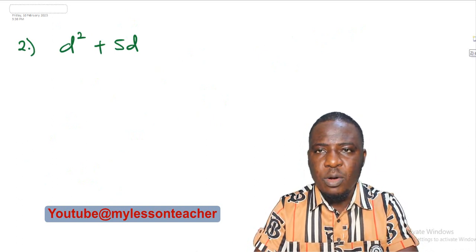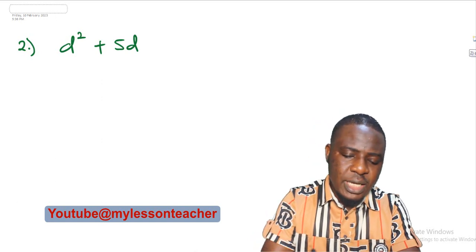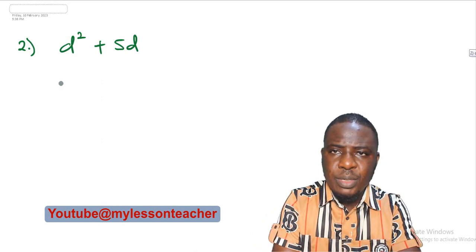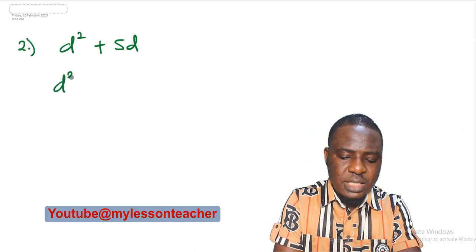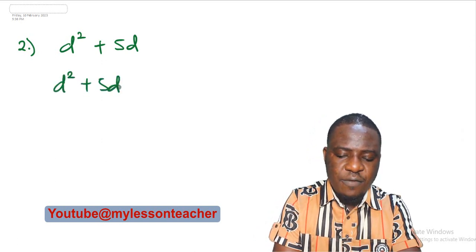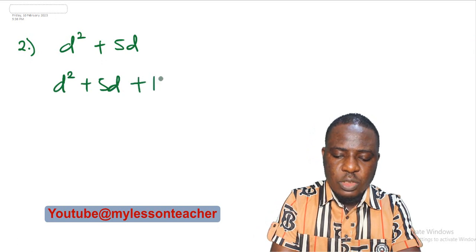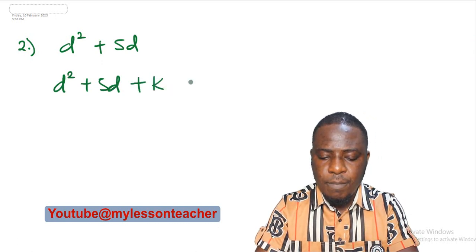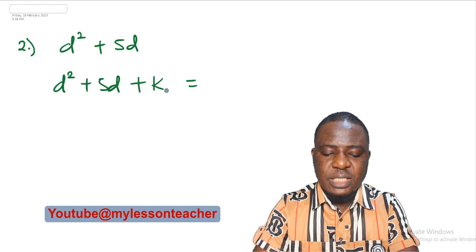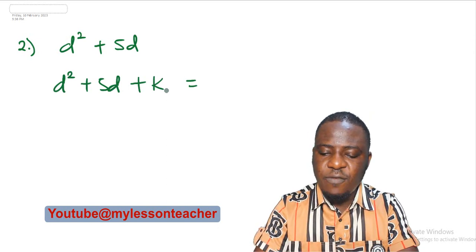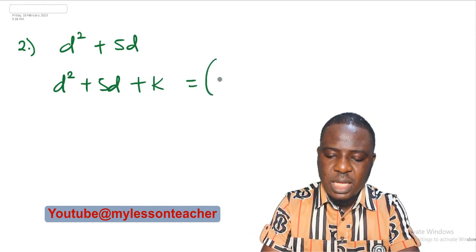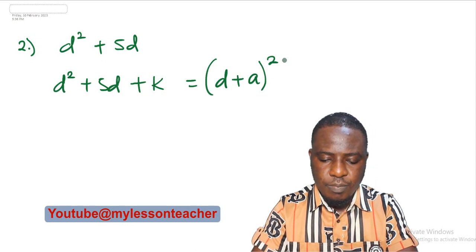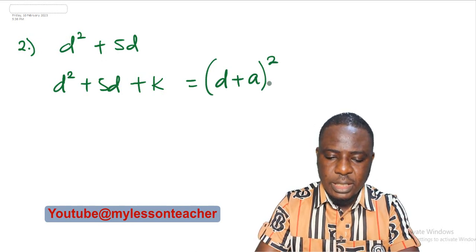d squared plus 5d. I'm going to use method 2 in solving this. And we said, let that constant term be k. So we have it as d squared plus 5d plus k. And we said, if this is a perfect square, then it therefore means that this can be written as d plus a all squared. So this can be factorized to this.